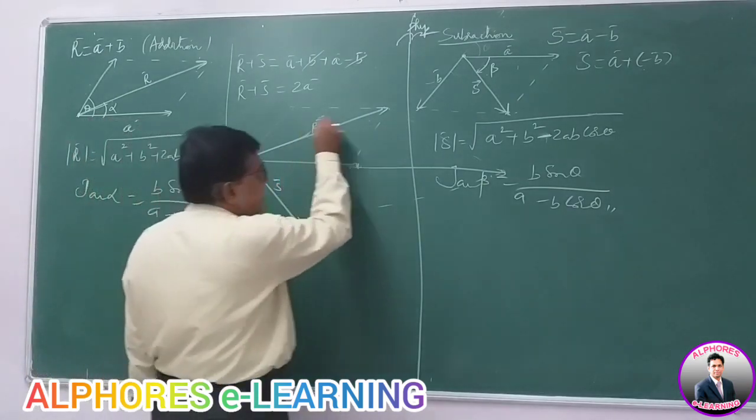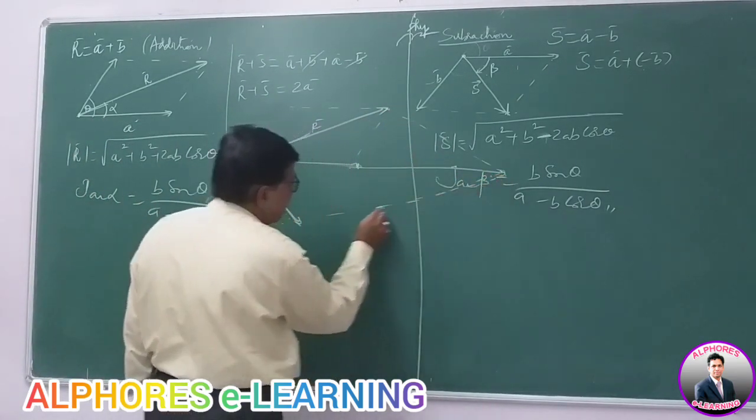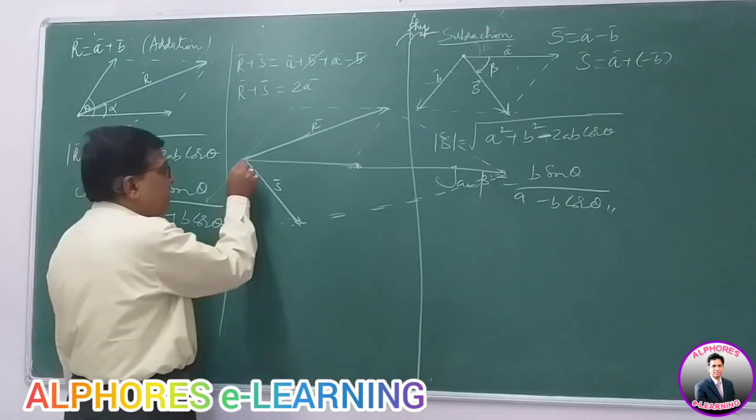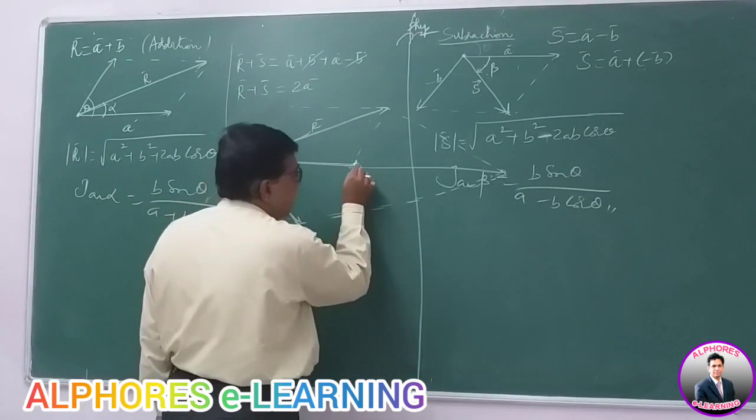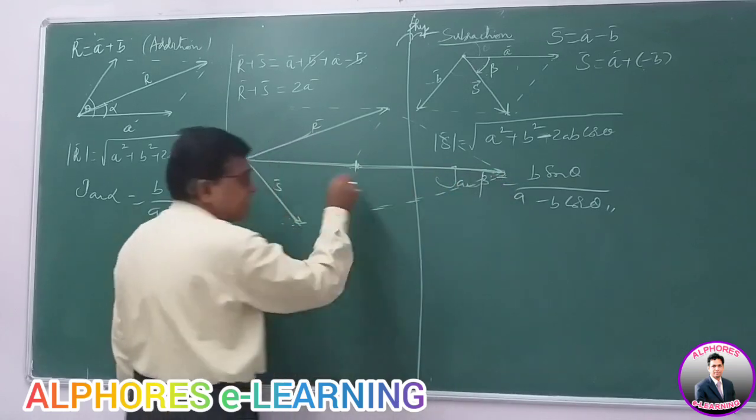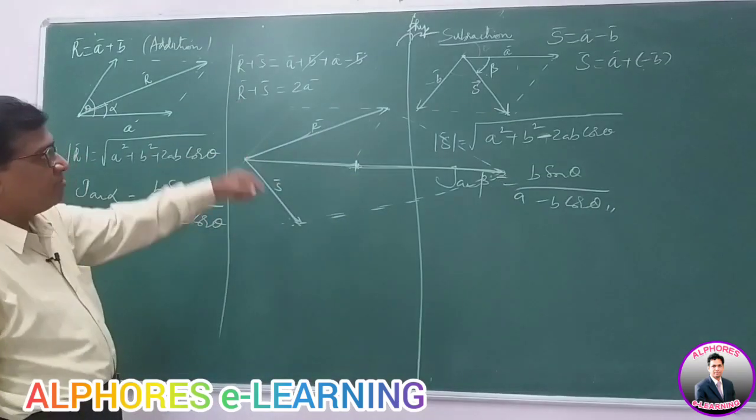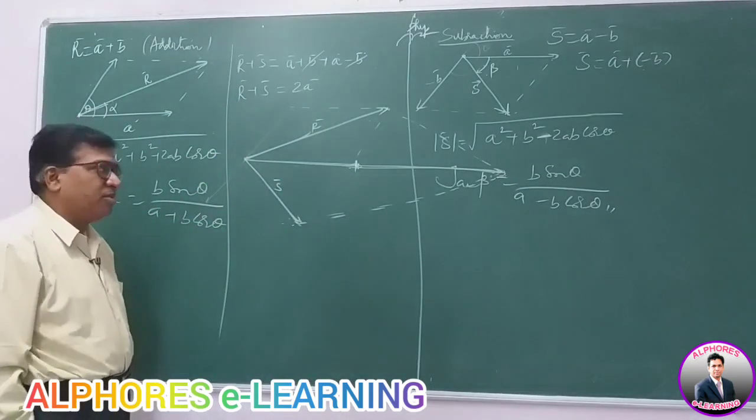If I take r and s as one, complete the parallelogram, then this is a and this is another a. So the resultant is 2a. So that is the reason why r bar plus s bar is equal to 2a bar.